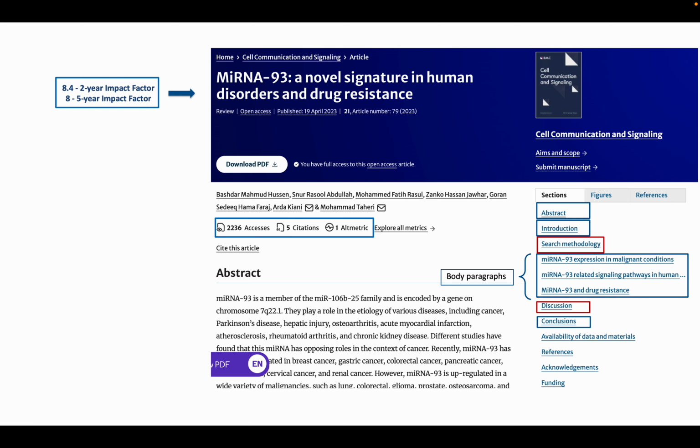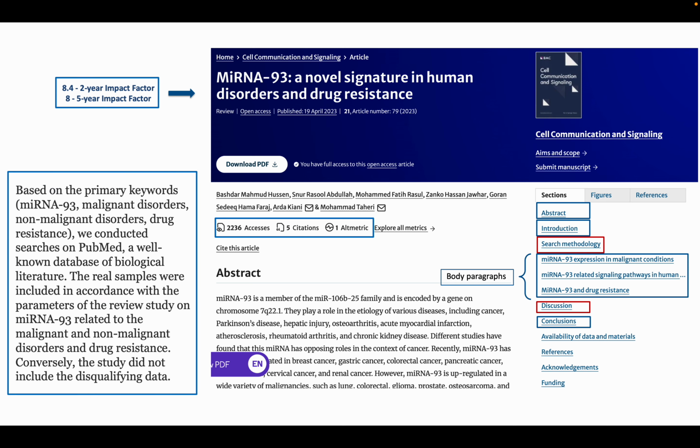Look, how many people downloaded this paper? How many people read this paper? It has very good attention. It's an interesting topic, just by adding two different keywords. And look, this is a review paper, but we put in a methodology. It's nothing, we just said based on our keywords: microRNA 93, malignant disorders and non-malignant disorders, and drug resistance.